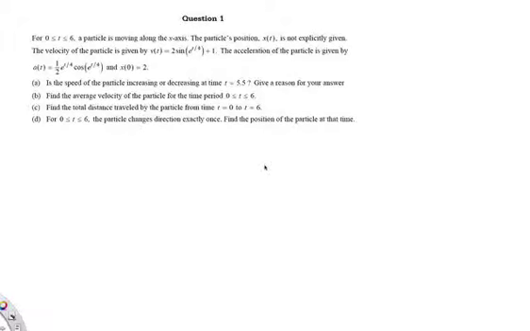Alright, this is the 2011 Form A test. This is going to be question number 1. I assume you've already read the question and tried them on your own, or else this is a complete waste of your time. So let's quickly go through this question.